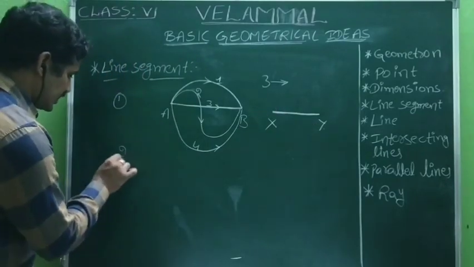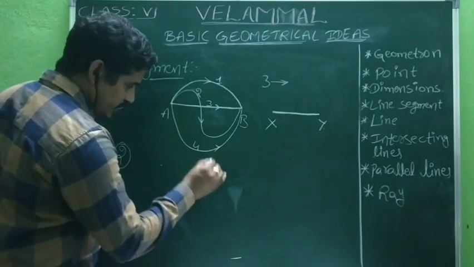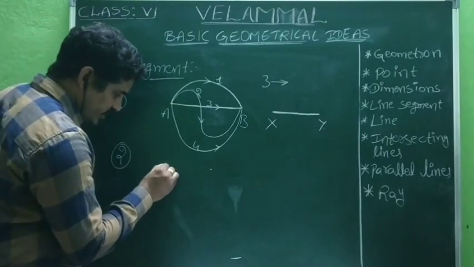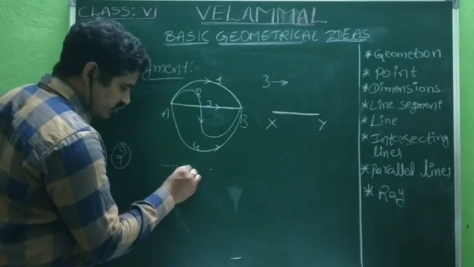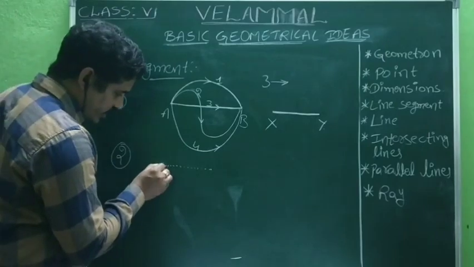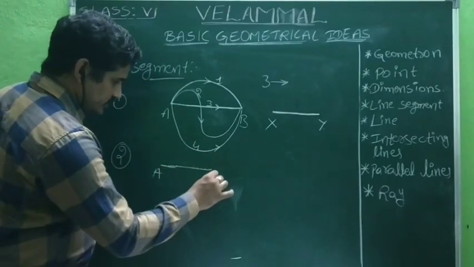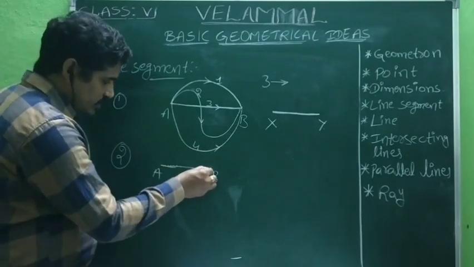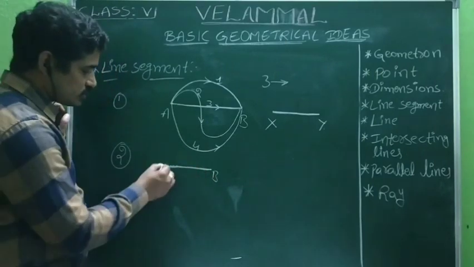Now the second definition. I am taking these 2 points as end points, A and B, and in between these two there are an infinite number of points. We can observe there are an infinite number of points in between the 2 end points. Those are all joined straight away.